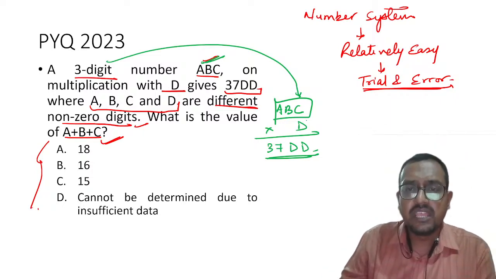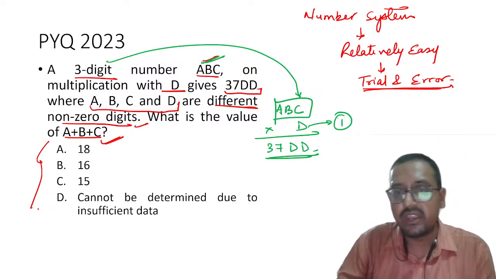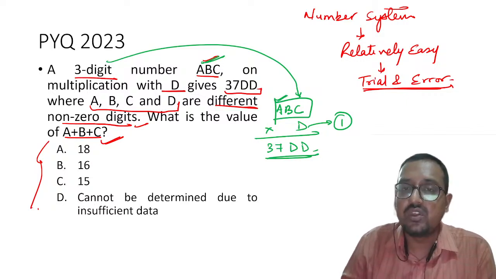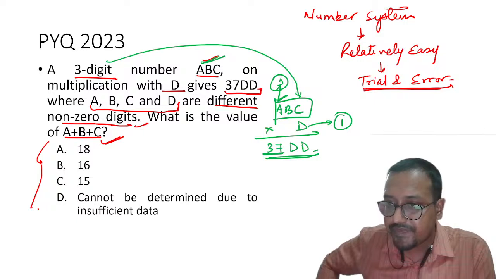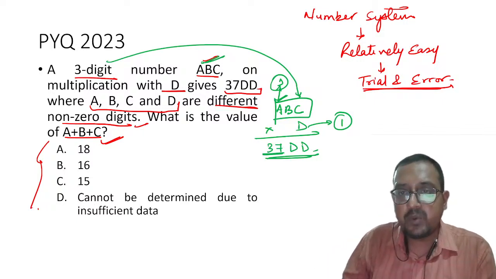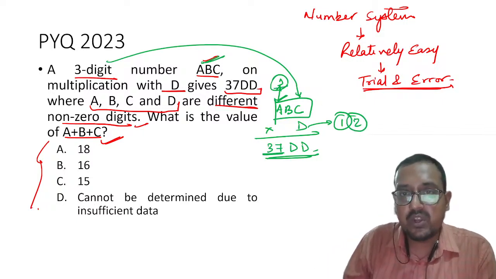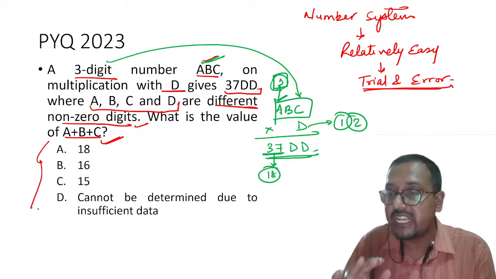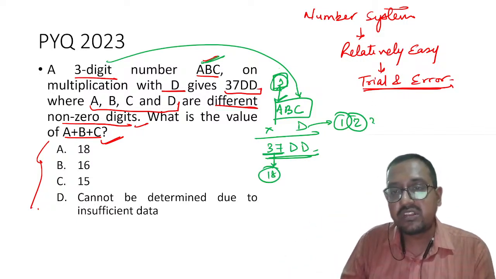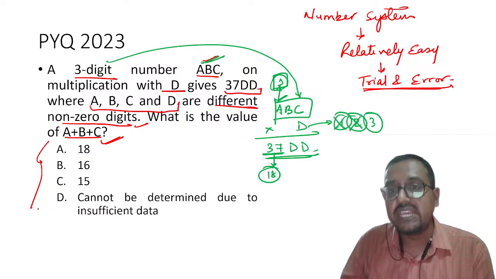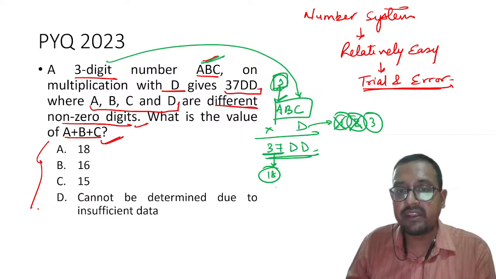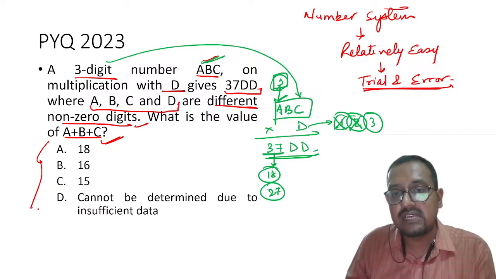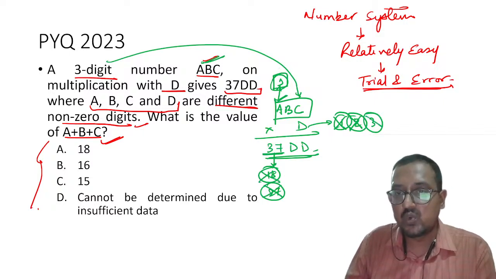Now, my dear students, if D's value is 1, suppose this is 1, whatever be A's value, even if I put A is equal to 9, I cannot reach 37. Clear? Even if I put D is equal to 2, even if I put 9, I can maximum reach 18, maximum 18 or maximum 20. If I put 3 in place of D, what will happen? 9 3s are 27. So again, see, 27 is far less than 37. So this will also be ruled out.